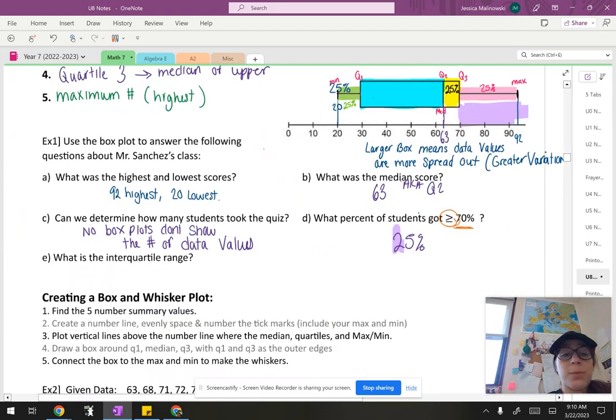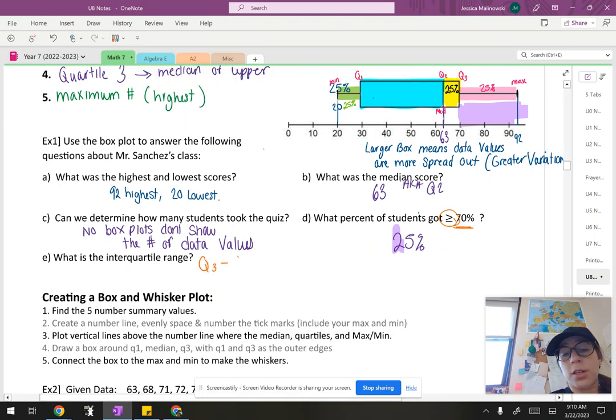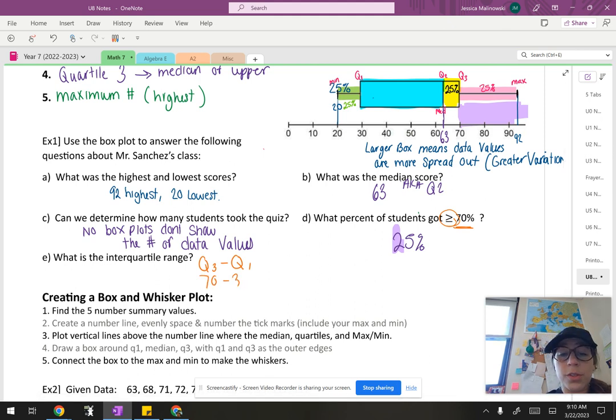All right, last but not least, what is the interquartile range? If you don't remember that, you'd have to flip back to remember that it's Q3 minus Q1. Q3 was 70, Q1 was 30. So that means my interquartile range is 40.